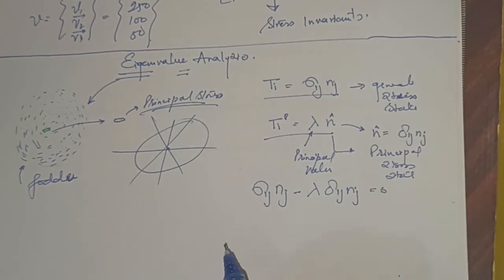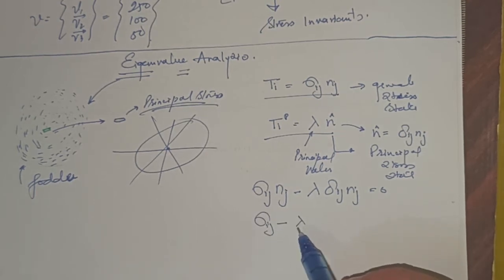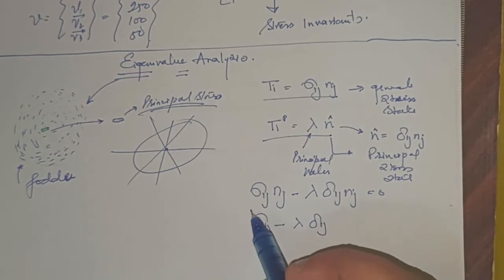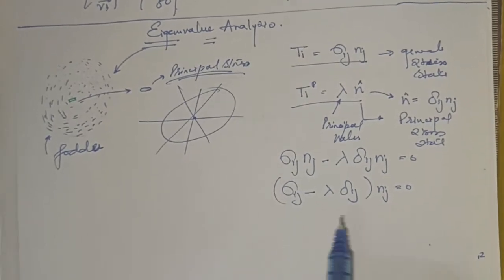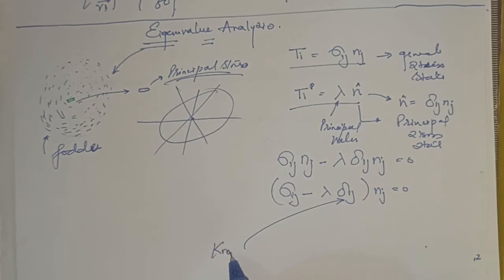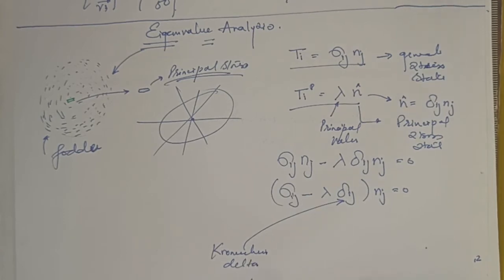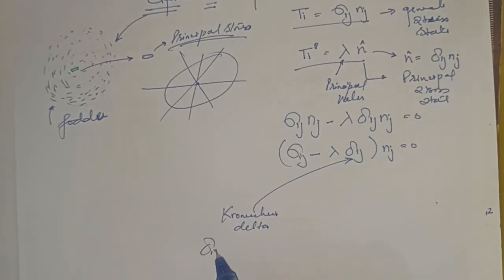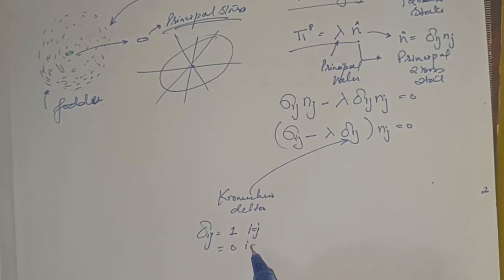Or you can separate it as sigma ij minus lambda delta ij, times nj, equal to 0. Now I know what you will be thinking: what is delta ij? Delta ij is the Kronecker delta. It takes the value 1 when i equals j, and delta ij is 0 when i is not equal to j.